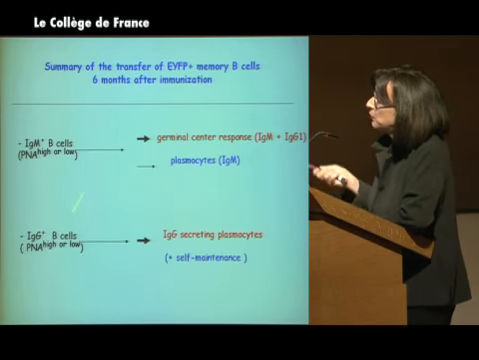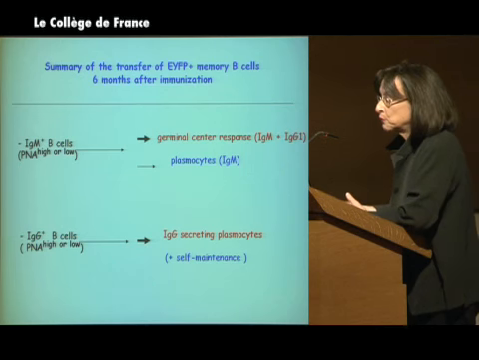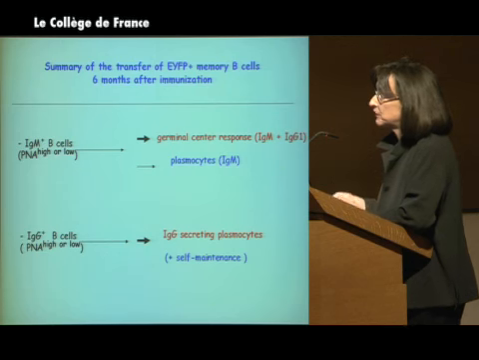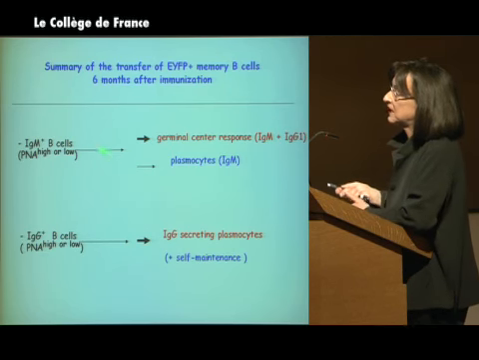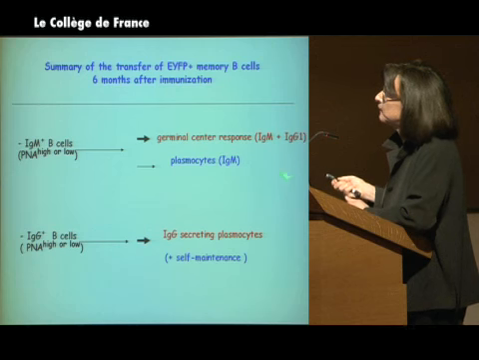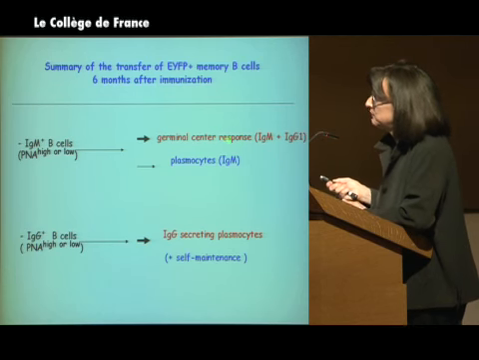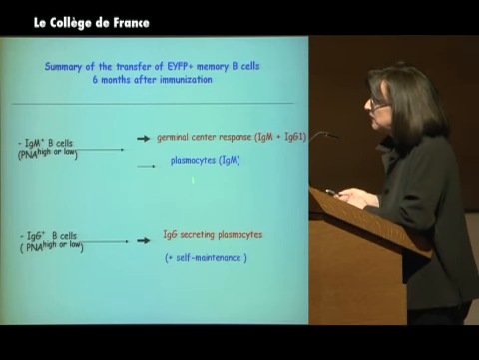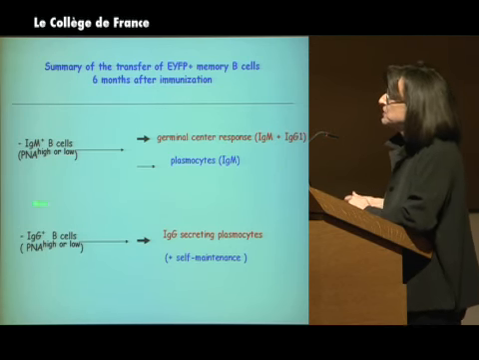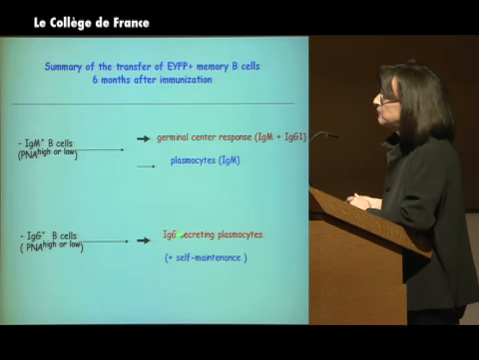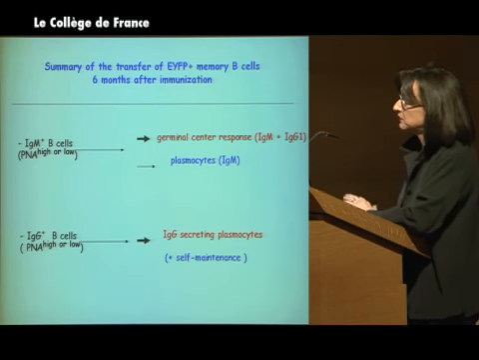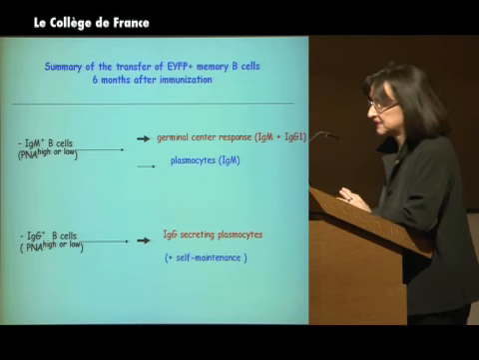So, as a summary, you generate 2 major populations after SRBC immunization, and 6 months after immunization, if you probe the function of these cells, you see that IgM positive B cells are able to give rise to a new germinal center response and to a small number of IgM secreting plasmacytes that I had no time to describe. Whereas the IgG population is only generating IgG secreting plasmacytes, and there is also a part of this population that does not differentiate and so is most likely involved in self-maintenance.